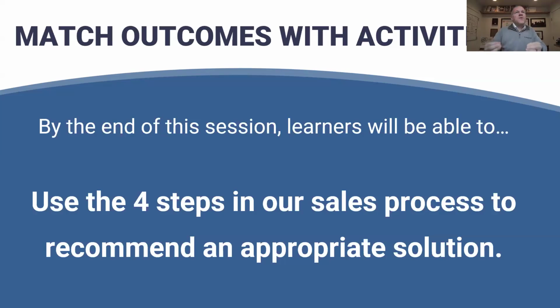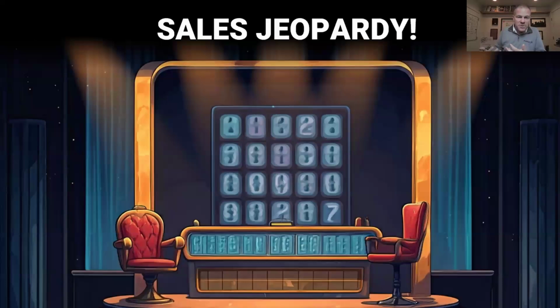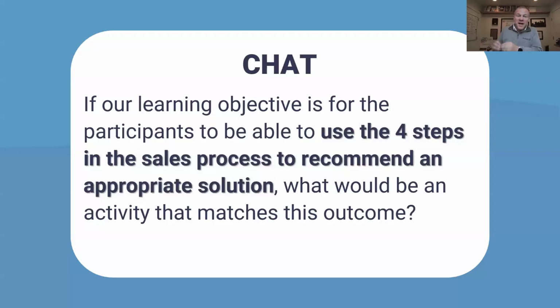So when we want to create more engagement, and our default is to throw out a game like Jeopardy, that is engaging, but it's not effective because we're not getting to our learning outcomes. I'm going to get off my soapbox here and I'm going to ask you, if our objective is to use the 4 steps in the sales process to recommend an appropriate solution, can you please give me in the chat a different activity that would actually match this outcome? Please help me. Please help me.